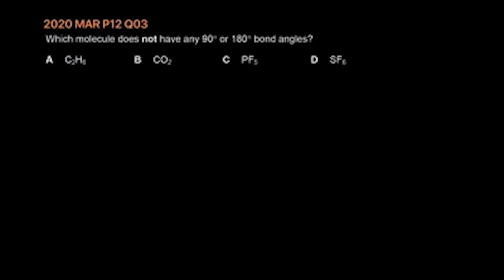Here, which molecule does not have any 90 or 180? So let's find out which shapes have 90 and 180, by the way. Which shapes have 90 and 180? Linear, trigonal bipyramidal, and octahedral. Now C2H6 is tetrahedral. No bond here is 90 or 180. But the rest of them have: CO2 is linear, PF5 has 180 because it's trigonal bipyramidal, and SF6 is octahedral. So there are many angles that are 90 and 180. So the only option left is C2H6.